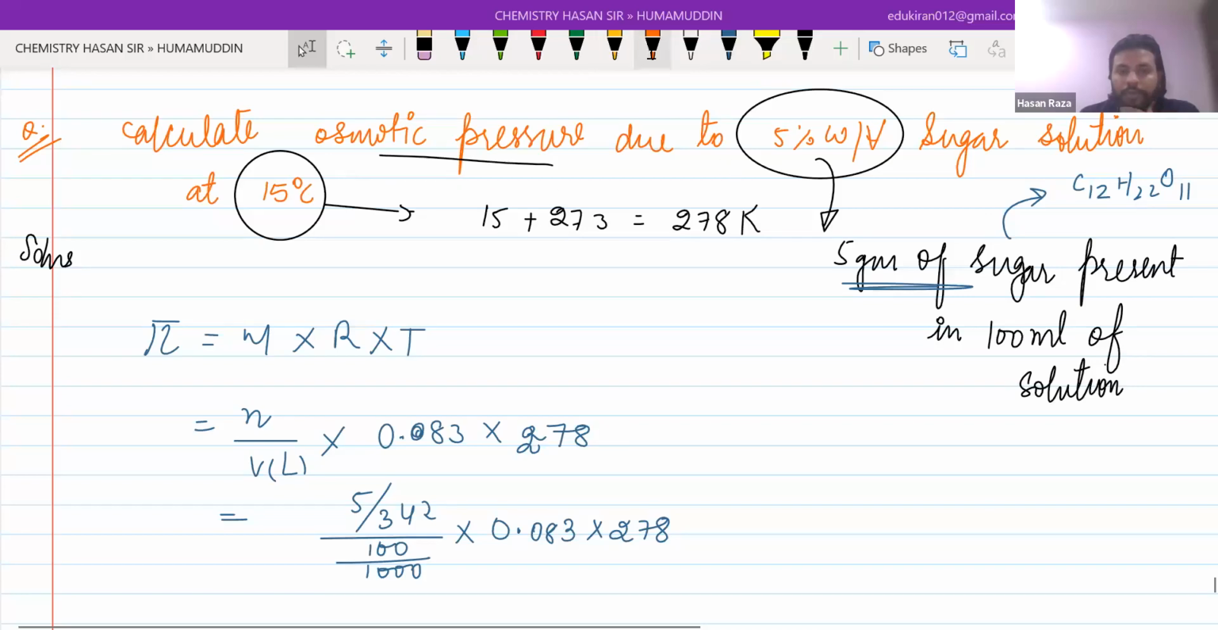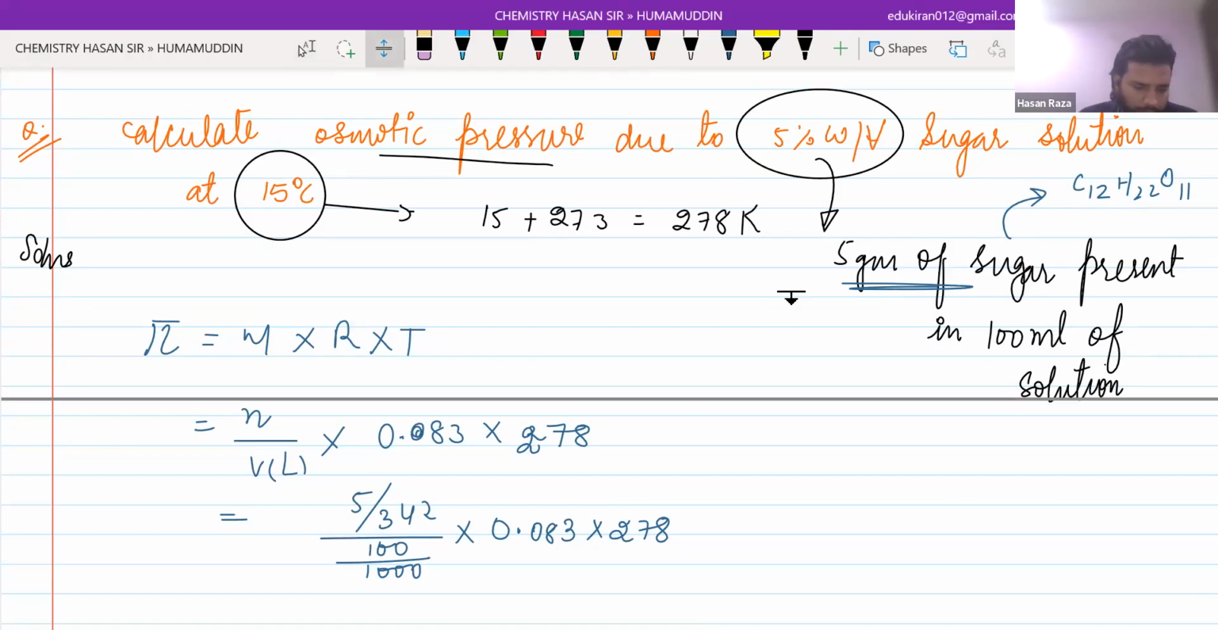Osmotic pressure, the last colligative property, the fourth colligative property. And now I would like to give you another question on this, and then we will move to another topic. Just wait a minute. I'm going to give you a question.